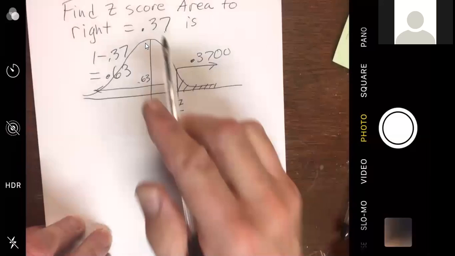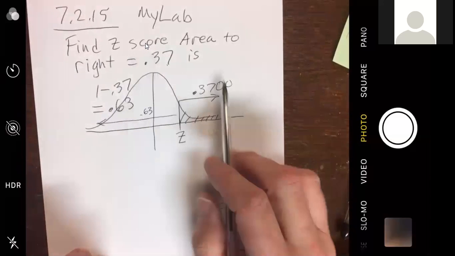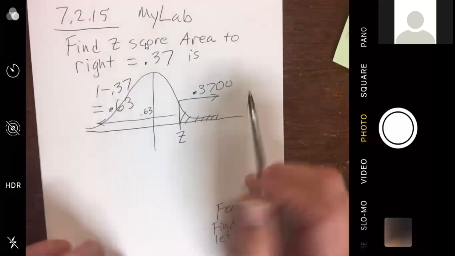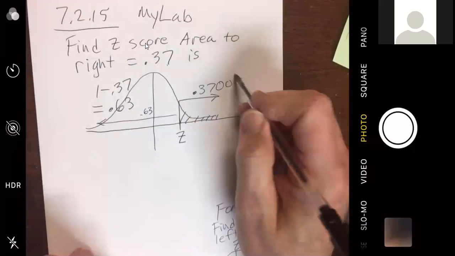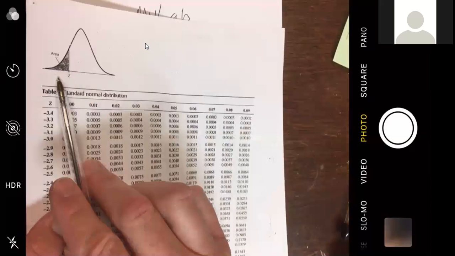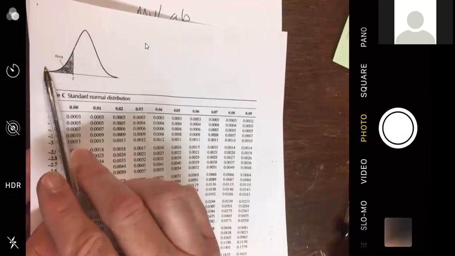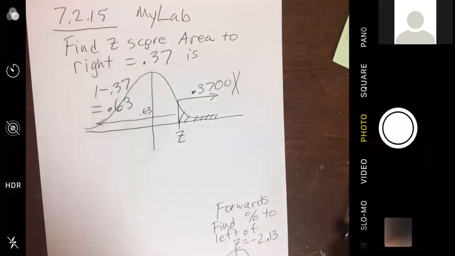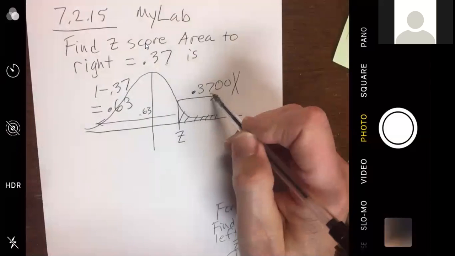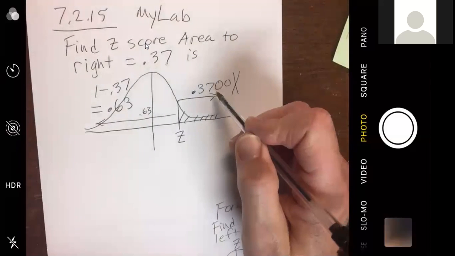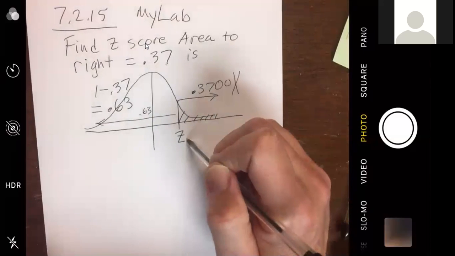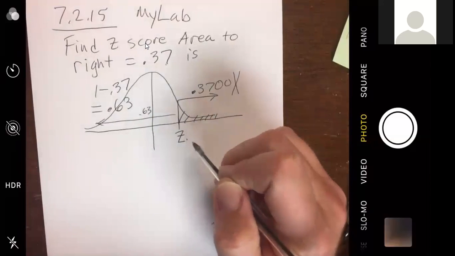So up here, you're given a percentage and they happen to give it to you to the right. But you can't use that directly. It's on the wrong side, see? It's not an area of the black. Black is to the left. That's the way the table always works. If you did look up the 0.37, you'll get actually the correct number for z, but the wrong sign. You'll get it negative when it should be positive.